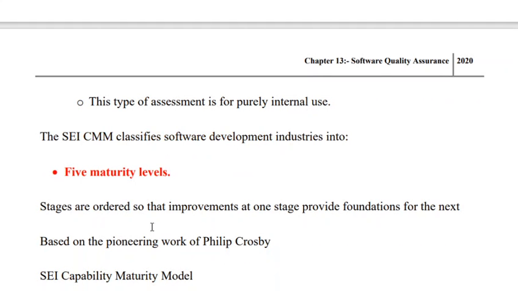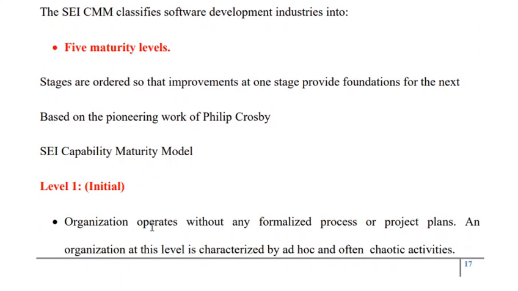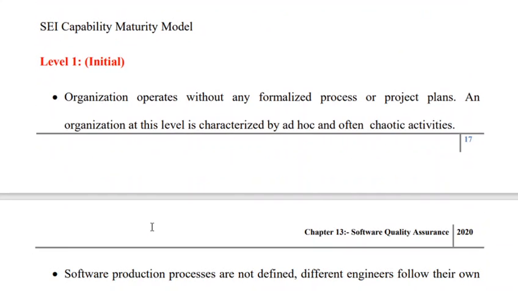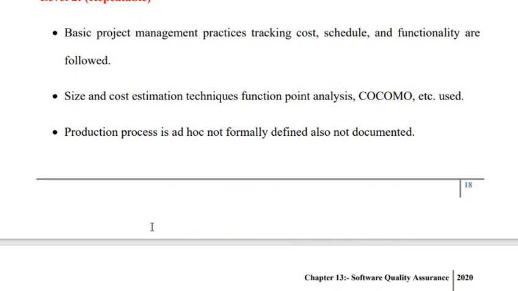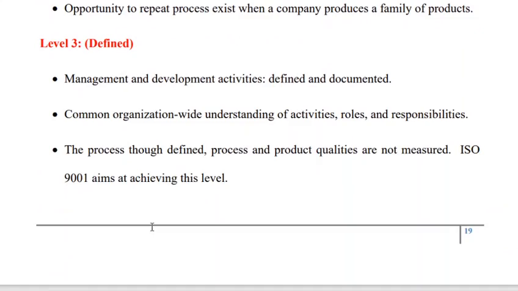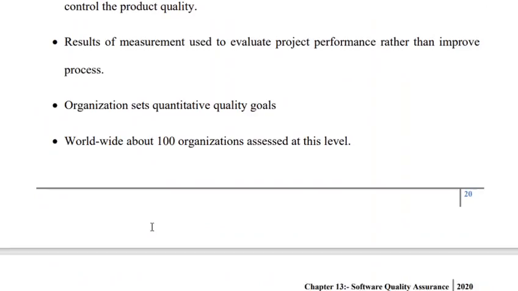Now, as I've said, SEI classifies the software development industry into five different levels of maturity. So we have five levels. These are initial. Then we have repeatable. Then we have defined, and then we have managed, and then we have optimizing, right?